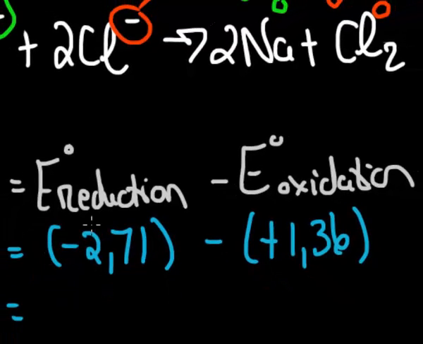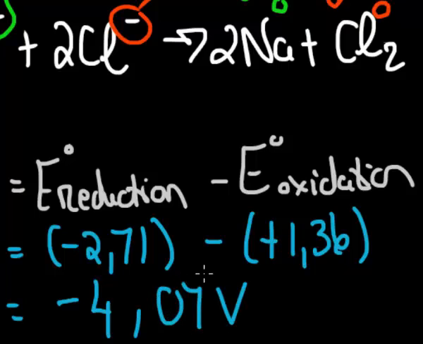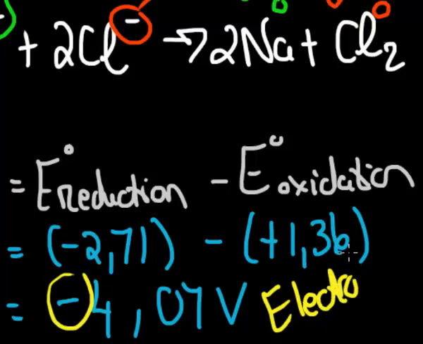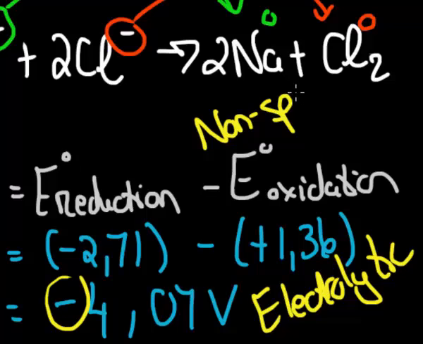Now it's important to keep your positives and negatives within brackets, and you'll see in this case we're going to end up with a negative 4,07 volts. Now a negative, and remember this was an example of our electrolytic cell, indicates to us it's an electrolytic cell and it is a non-spontaneous reaction. For this reaction to occur, we will need to put in 4,07 volts of energy before it can take place.